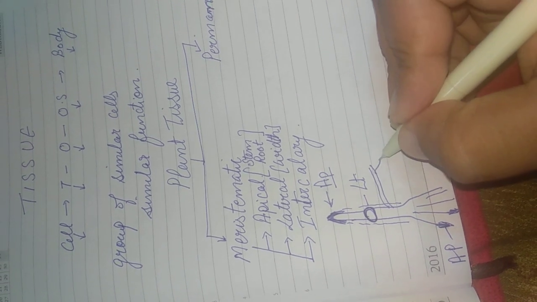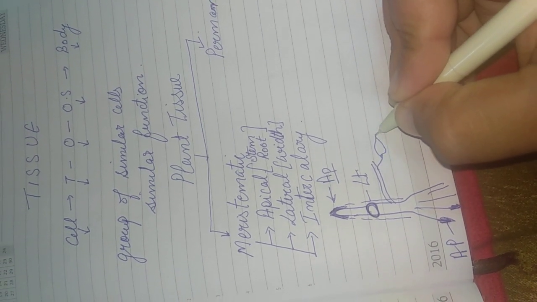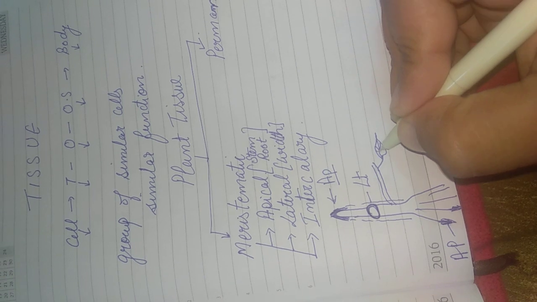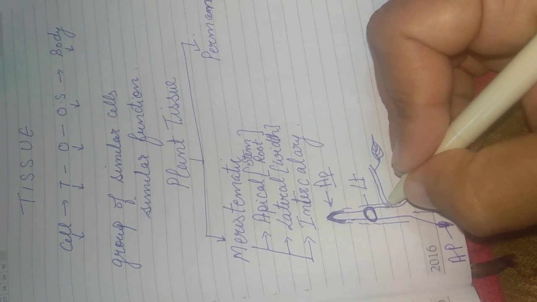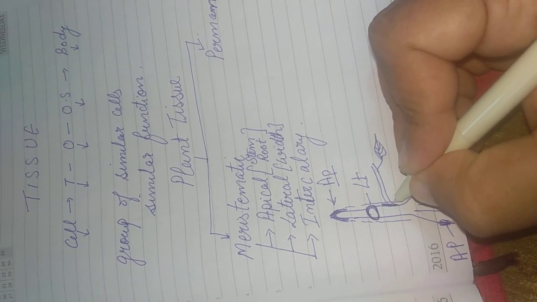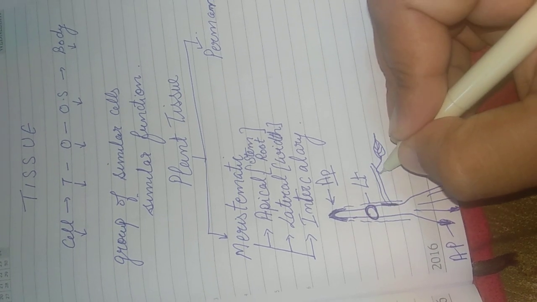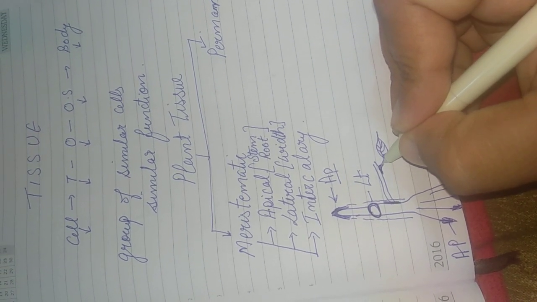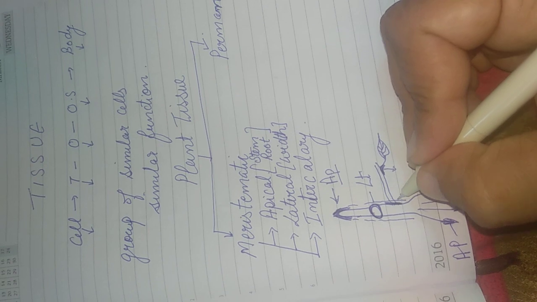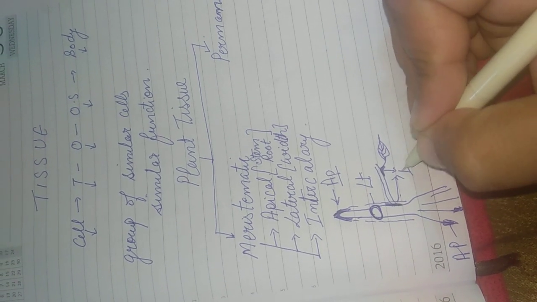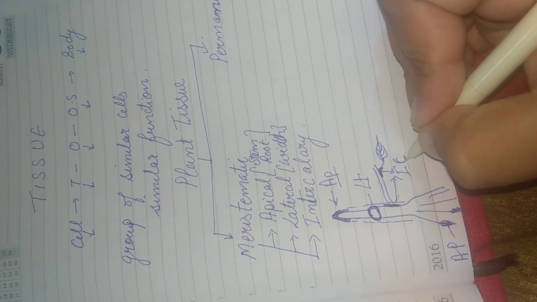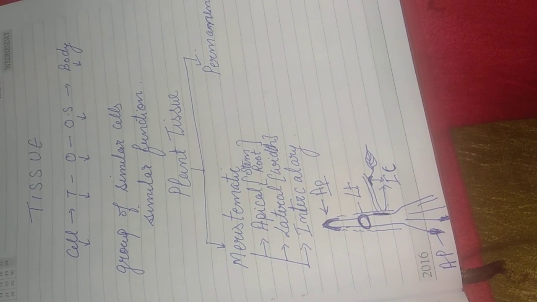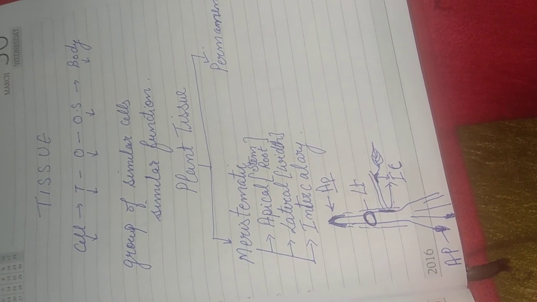From a branch, what will come out? You'll have a leaf. So your intercalary is present here, where your second outgrowth will happen. You call it intercalary meristematic tissue. Is it clear?